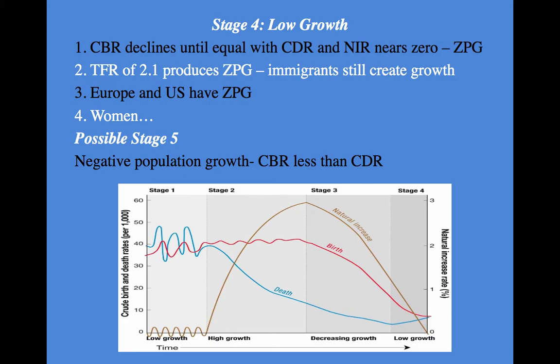There is a possible stage 5. A couple countries are in there, Japan, Eastern European countries, some other in Western Europe, Germany maybe, Russia is. Negative population growth, that's when now births and deaths have basically switched places on the graph. There's actually more deaths than births. And that's happening. Who knows how long those countries will stay in there. Maybe in 10 years they'll make it an official stage.